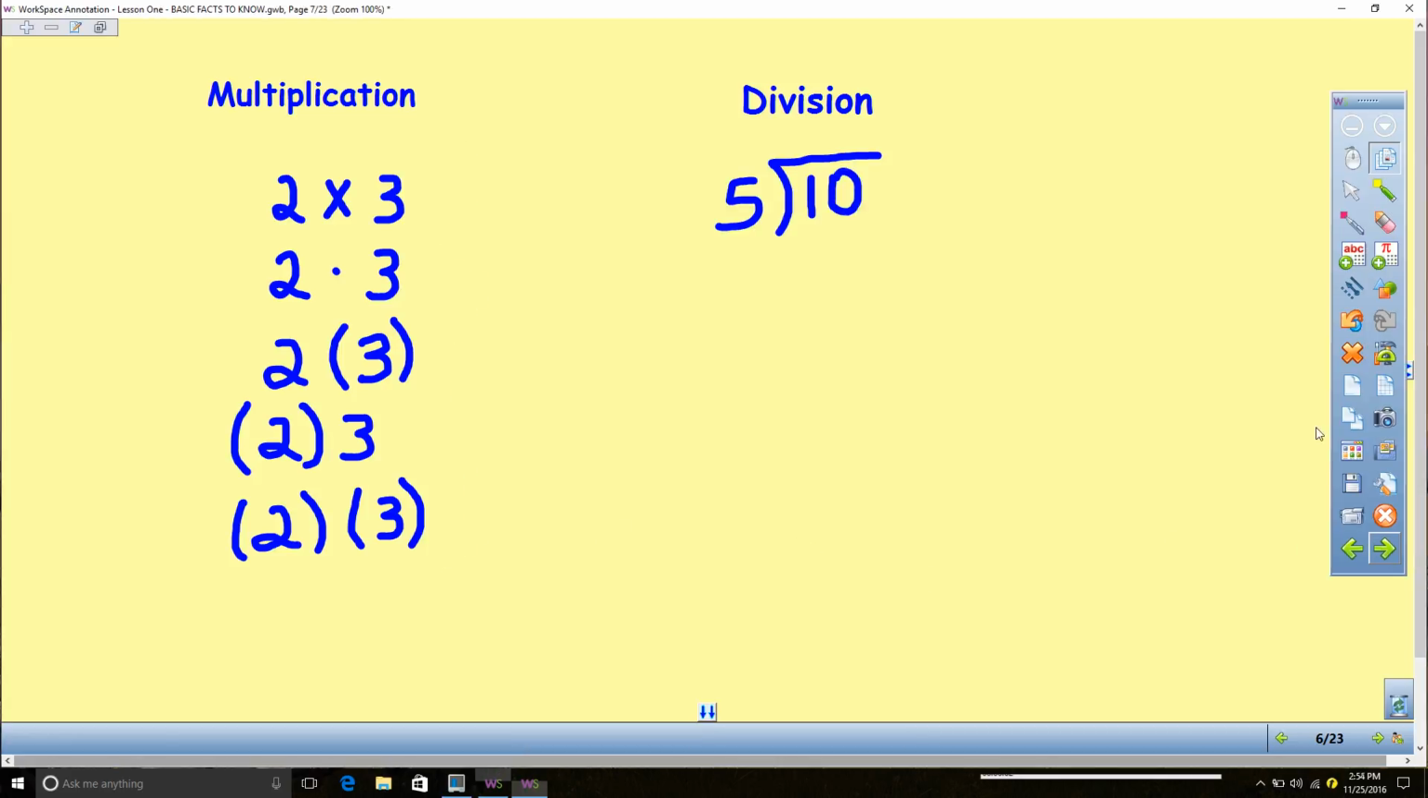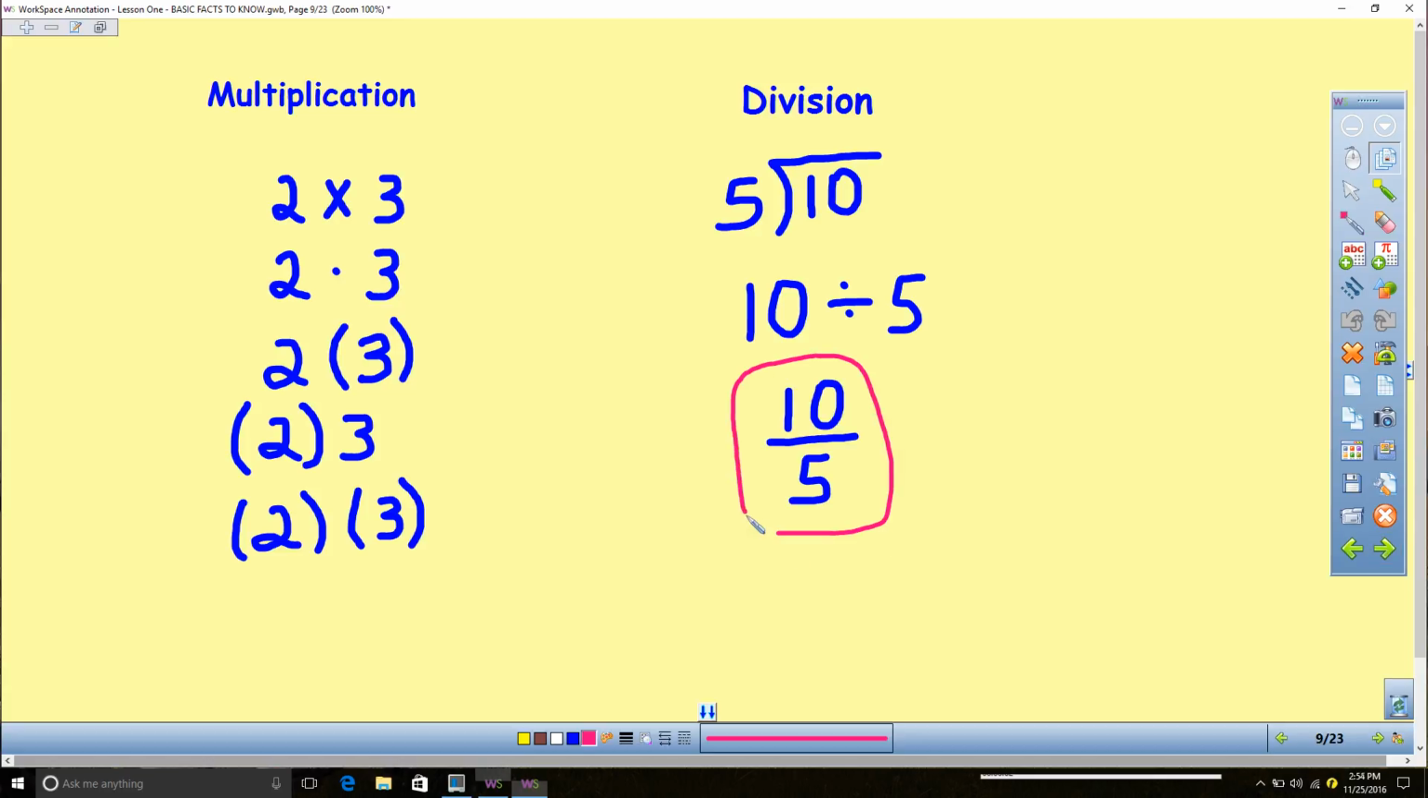In elementary school, you often saw the division problem 10 divided by 5 written in this manner. However, as you go on in algebra, you'll see it written more often like this or like this. Now, you may look at this expression and say, well, that's just a fraction. Well, that's what a fraction is. It's just a division problem.